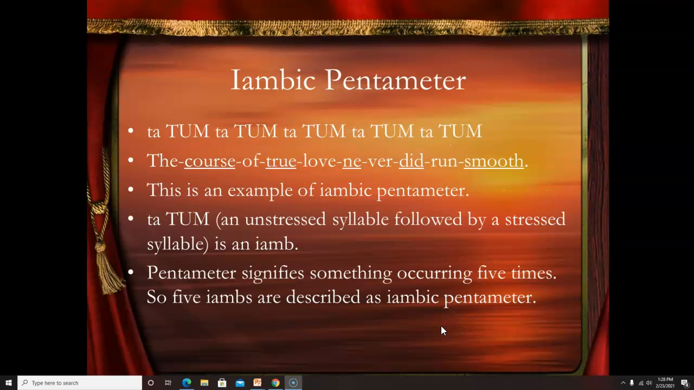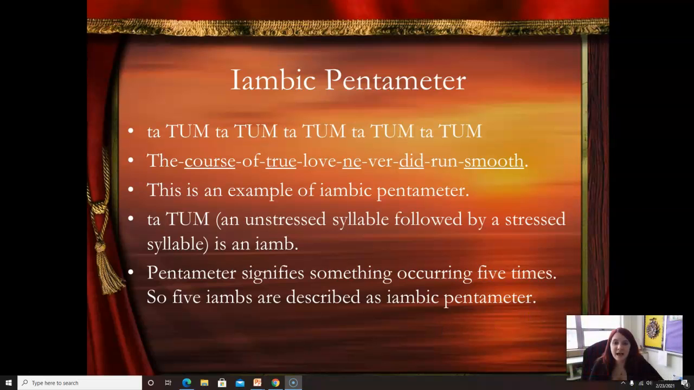So now we're going to talk about iambic pentameter. When we're talking about iambic pentameter, what we're actually discussing is how there is a rhythm to things. So ta-tum, ta-tum, ta-tum, ta-tum, ta-tum. The tum is the stressed syllable, preceded by an unstressed syllable. So the course of true, love never did, run smooth. That is the flow of it, and that's how the syllable sounds. And it signifies something occurring 5 times. So 5 iambs are described as an iambic pentameter.